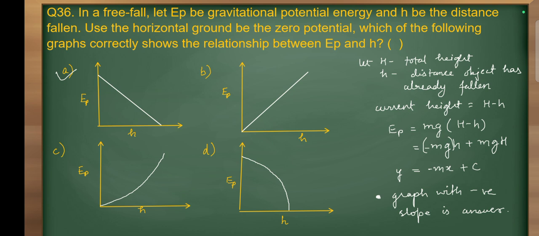So gravitational potential energy will become mg times (H minus h). When we solve this, the equation becomes y = mx + c, where m represents the slope. Here the slope comes out to be negative. So according to this, option A is correct.